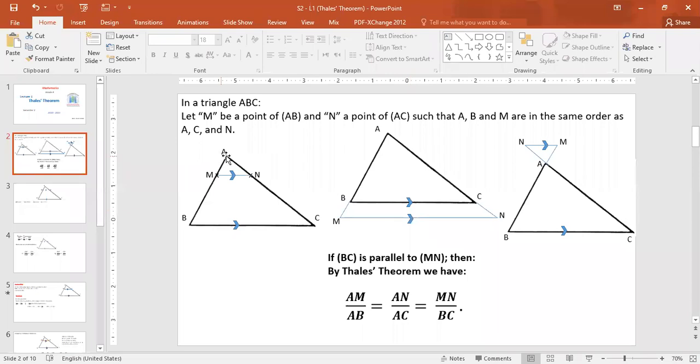So in the first figure we have a triangle ABC, I have taken a point M on line AB. I have taken a point.